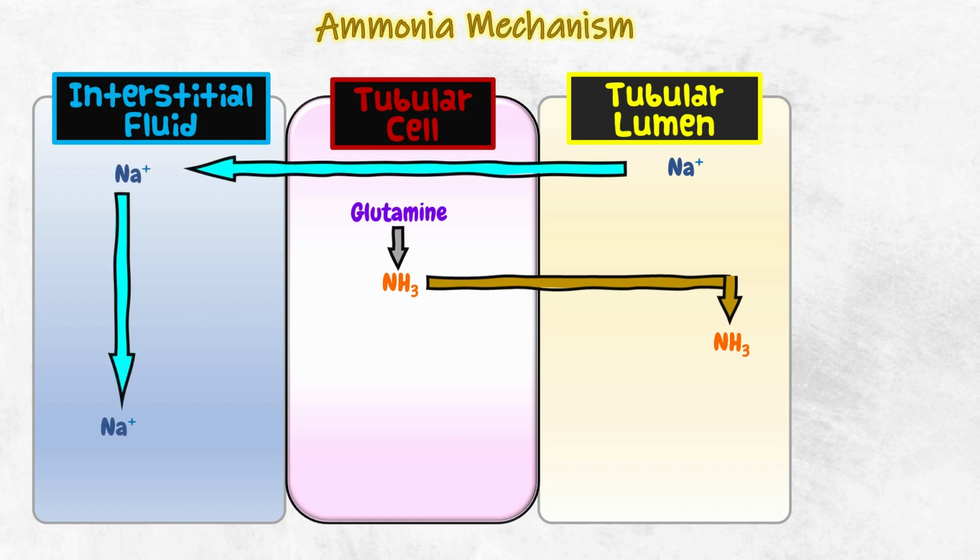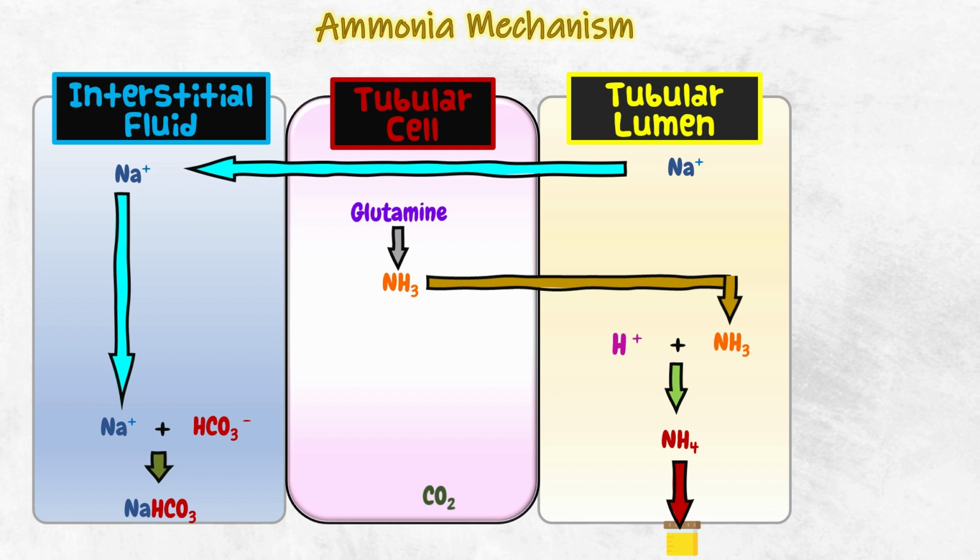Here, it combines with hydrogen ion to form ammonium. The tubular cell membrane is not permeable to ammonium. Therefore, it remains in the lumen and then excreted into urine. Thus, hydrogen ion is added to urine in the form of ammonium compounds, resulting in acidification of urine. For each ammonium excreted, one bicarbonate is added to interstitial fluid, which combines with sodium to form sodium bicarbonate.